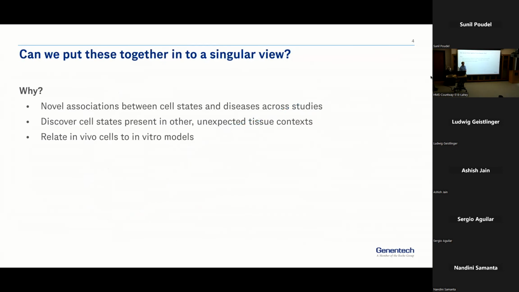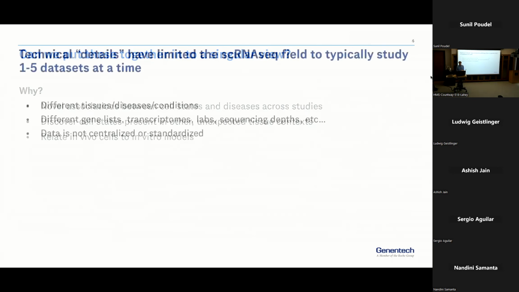I think about how to put all this data together and use it in one cohesive way. I think there are a lot of reasons why I'd want to do that. With this kind of global view, we can try to find new cell state disease associations. We can look for when cell states are present in unexpected contexts, and we could even maybe relate in vitro to in vivo samples or cells, and much more. But this is just what I'm going to go through today. I think this is a really important perspective that we can bring to our questions.